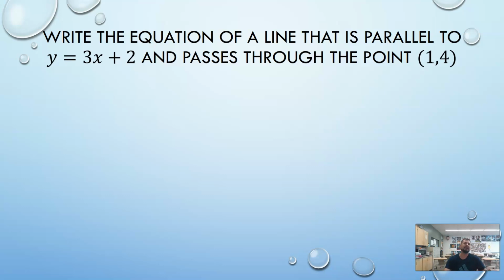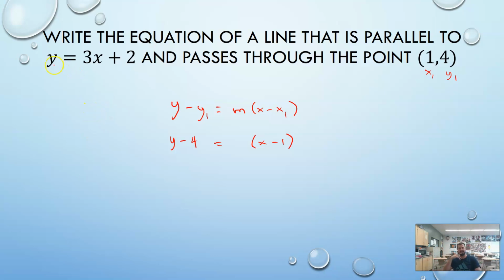So notice I've got this: write the equation of a line that is parallel to y equals 3x plus 2 and passes through the point (1, 4). Well, if I'm going to write the equation of a line, it's just y minus y1 is equal to m times x minus x1. Notice I need three things. I need x1, y1, and m. Well, here's my x1, that's easy. Here's my y1, so I can plug those in immediately. So I get y minus 4 is equal to m times x minus 1, but I don't know the slope of the line that I want to write the equation for.